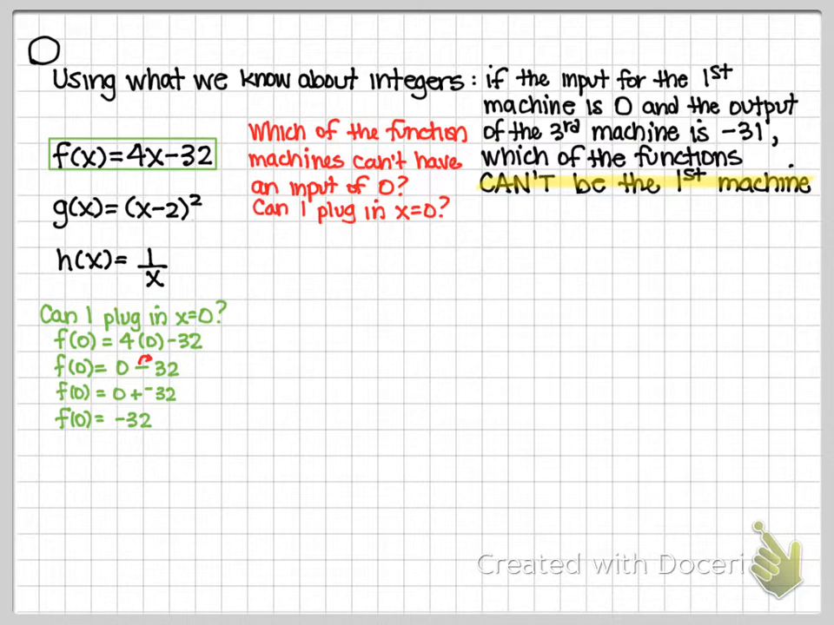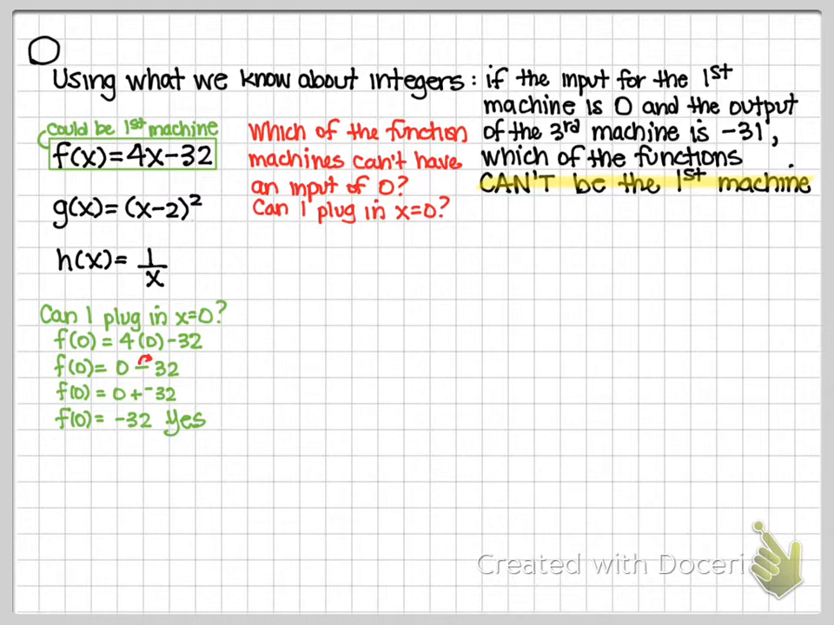So the question was, could I plug in x equals 0 and get an answer? Yes, I could. I got an answer. I got negative 32. So this is yes. Okay, so let's go back up here. So f could be, I don't know that it is, it could be the first machine. Now I have to do the exact same thing for the next one.